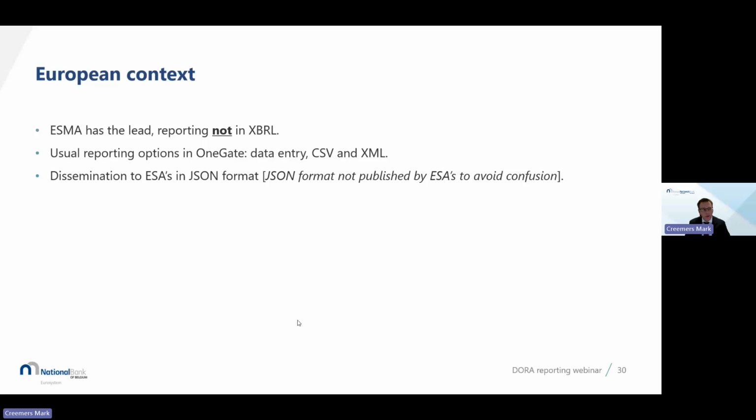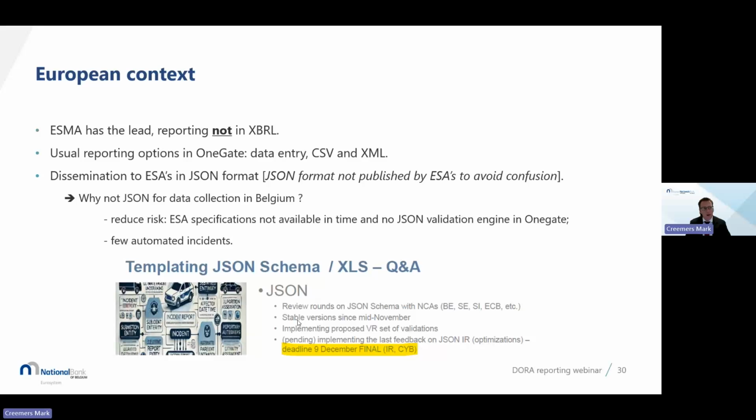To be fully transparent with you, we have to disseminate to the European authorities in JSON format. This JSON format will not be published by the European authorities because it would create maybe some confusion with national implementation, with national requirements, but we will have to send the OneGate information in JSON format to the European authorities. You may ask us, why did you not use JSON then for data collection in Belgium? And also here, to be fully transparent, we do not have a JSON validation engine in OneGate, so we had to develop one specifically for this project, which would be quite costly and which would also be risky because the technical specifications of the European authorities were not available in time.